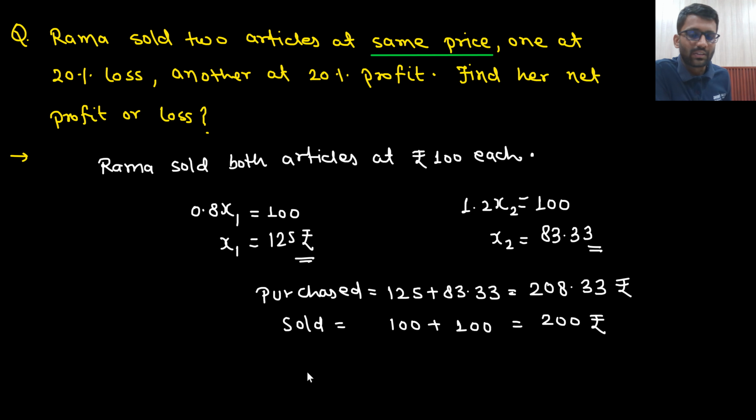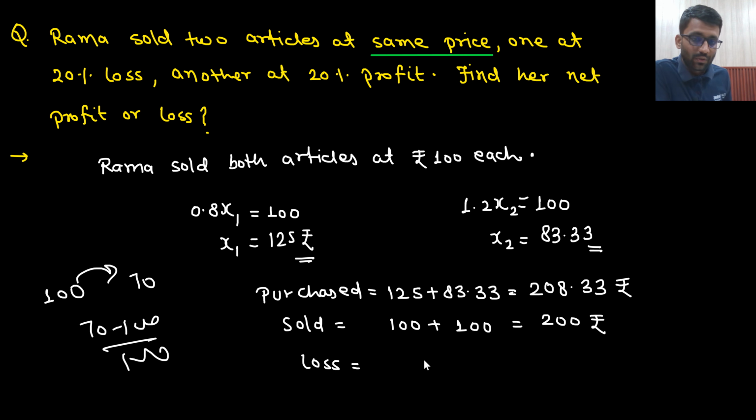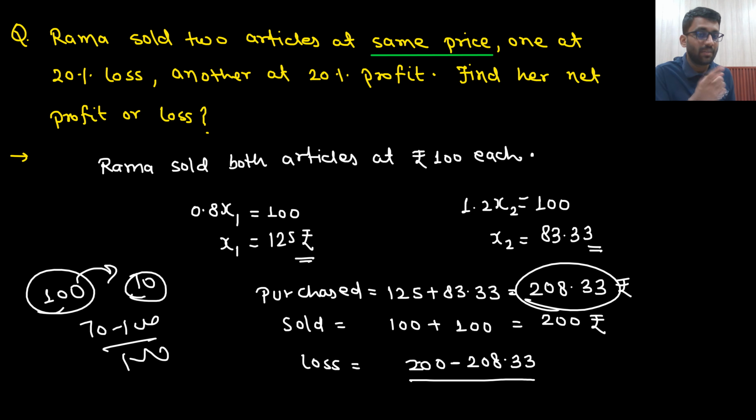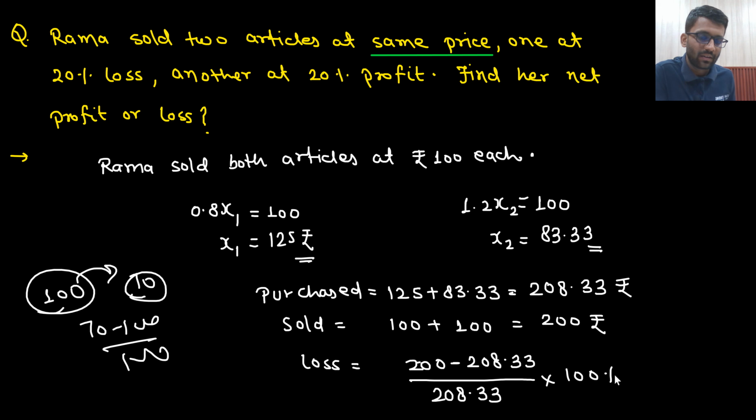200 rupees. So what is the loss? How will you calculate the loss? I purchased something in 100 rupees. I sold it in 70 rupees. How much loss is there? 30%. 70 minus 100 divided by 100. So 200 minus 208.33 divided by what? Divided by 200? No, divided by this amount in which I purchased. So divided by 208.33. What I will get? 4% loss. So she is having 4% of total loss.